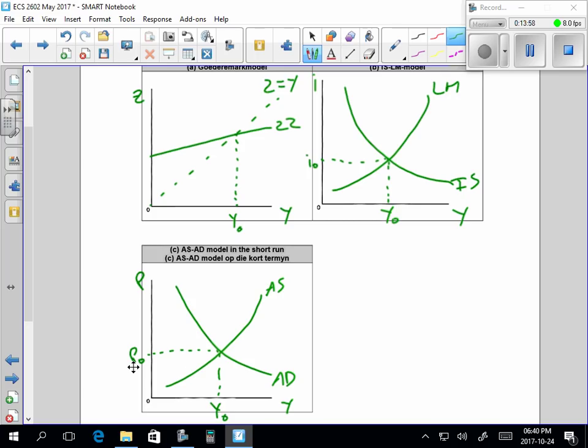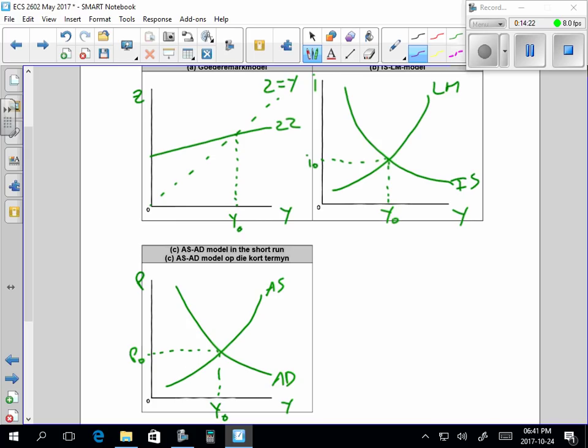Now, what they want us to do is show the effect of contractionary fiscal policy on all of these graphs. Right? So starting with our goods market model, change in government expenditure. In our goods market model, government expenditure is exogenous. We shift the graph. We shift the curve. Because it's a decrease, we shift it downwards.